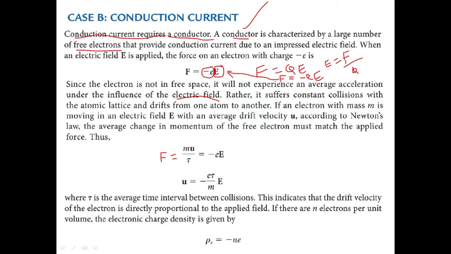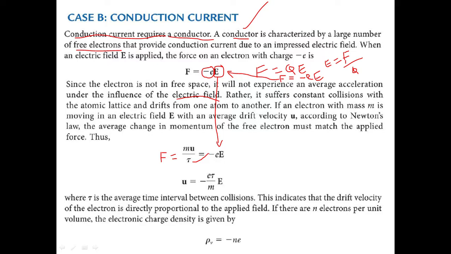So this tau is the average time interval between the collisions, which should be equal to this one, that is minus E into E, right? So F should be equal to mass into velocity divided by the time, is equal to minus E into E vector. Now from this equation, if I want only the velocity, how can I get?